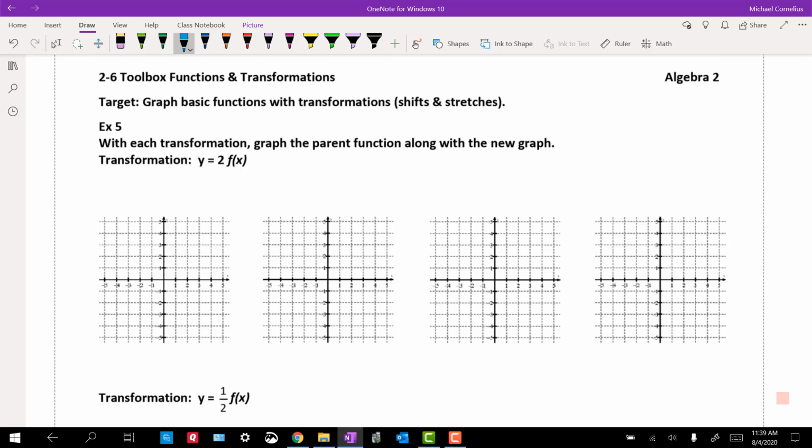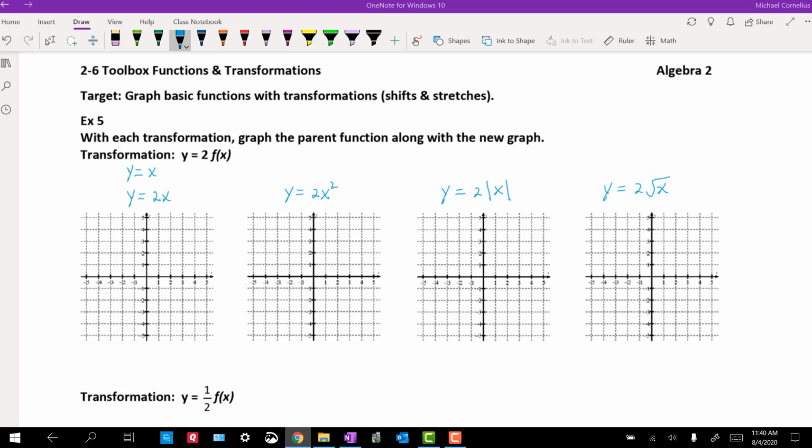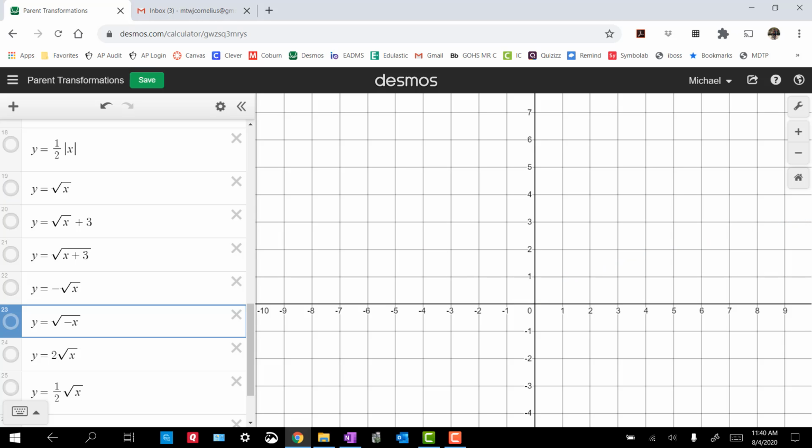So our functions, again, if I start with y equals x, then all this is saying is put a 2 in front. So this is y equals 2x. If I start with y equals x squared, that was our second function, and I put a 2 in front, it's y equals 2x squared. Our next one was the absolute value, so this is y equals 2 times the absolute value of x, and y equals 2 times the square root of x. So we're going to take a look at these from the other day.